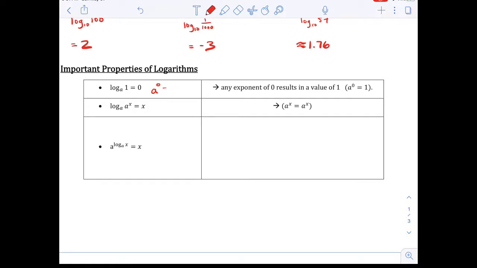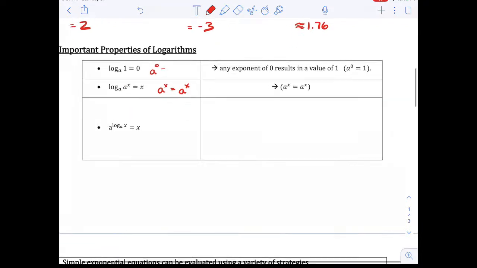If we have something like this, log_a a^x, so if we have the same base, and our argument has a base of a, that just means the answer is x. And you might say, well, why is that true? Well, if I wrote this in exponential form, a to the power of the answer is equal to the argument, a to the power of x. They're just the same. So if we have log of a base and our argument has that same base, the answer is whatever the exponent is. And we'll look at some examples of that.